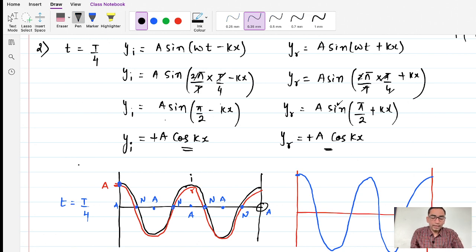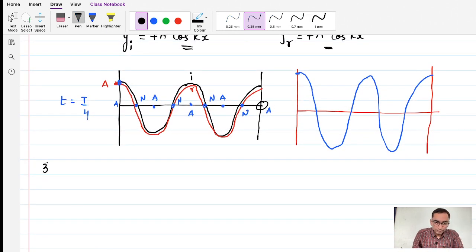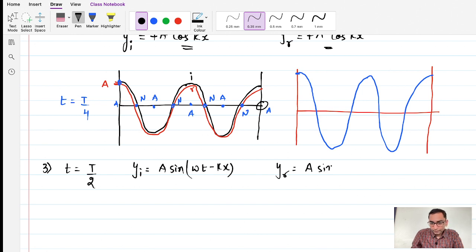Now let's move ahead with the third case, that is we are going to substitute time t by 2. Okay. So incident wave and the reflected wave. Now this time I will be a little bit quick. This is A sine omega t minus kx, this is A sine omega t plus kx. So I am going to insert the value here of the time, sine 2 pi by t, omega is 2 pi by t.